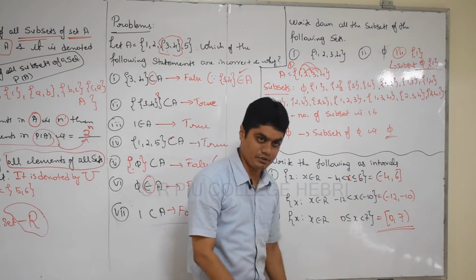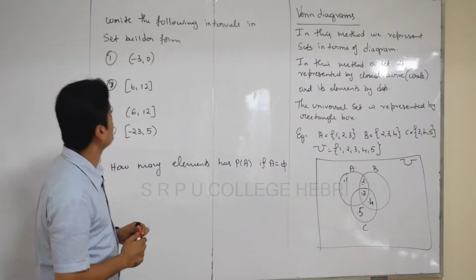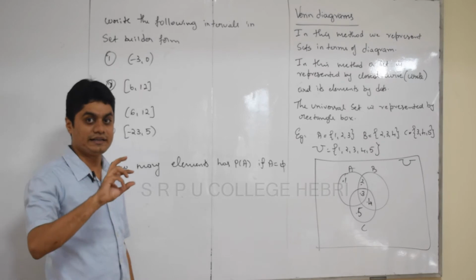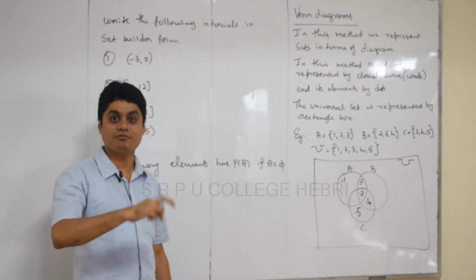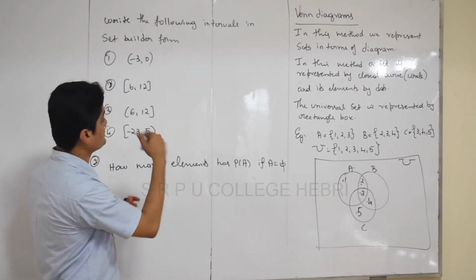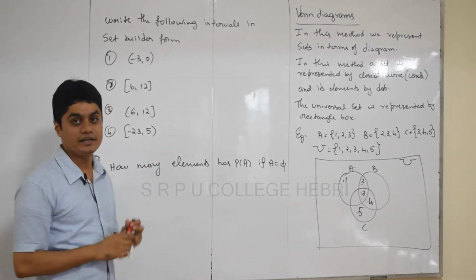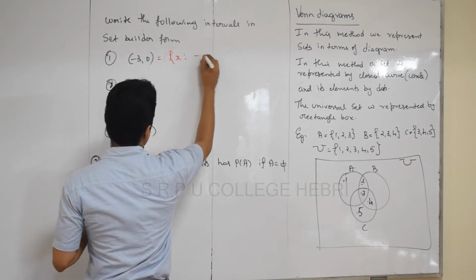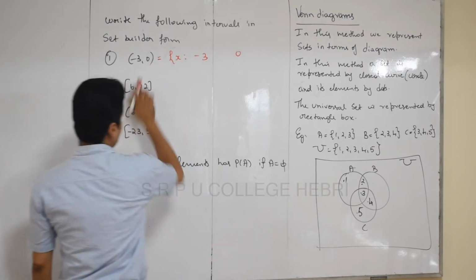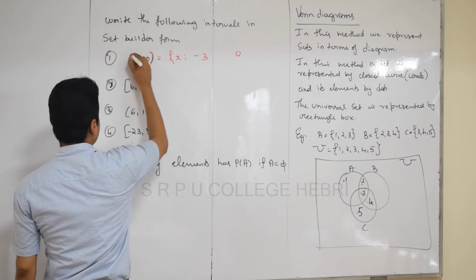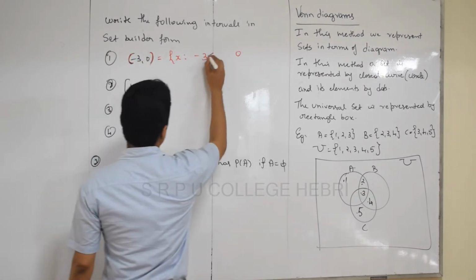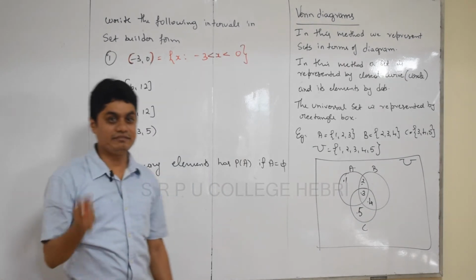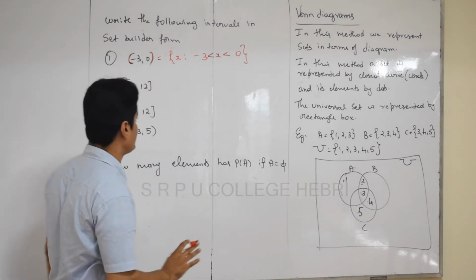So like this the problem part will continue. Next question, write the following intervals in set builder form. In the last part you learned writing set builder form into intervals. Now it's a reverse process. So how to write this? This is a set of all x such that x is between minus 3 and 0, and observe the brackets properly. Both brackets show that the extremes are not included, so minus 3 is less than x, less than 0. Both are not included. Remember, always the first element is less than the second element, so take care of that.